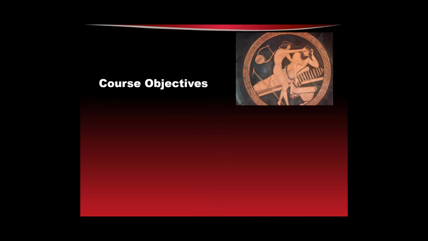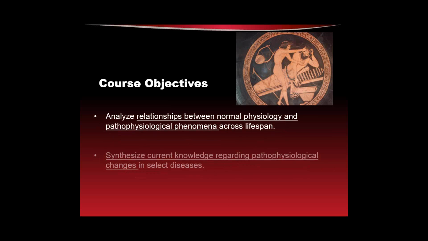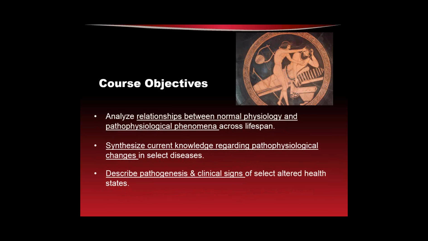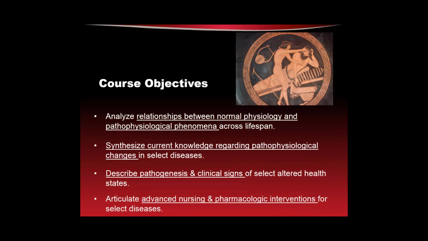So the course objectives for this particular course are that we want the students to analyze relationships between normal physiology and pathophysiology of specific systems as they relate to common diseases such as diabetes, cardiovascular disease, gastric ulcers, etc., across the lifespan. We want to have our students be able to synthesize the current knowledge regarding pathophysiology changes in select diseases. We want them to be able to describe the pathogenesis and the clinical signs of the more common conditions that they will be treating, and we want them to be able to articulate advanced nursing and pharmacologic interventions for these select diseases that we cover.